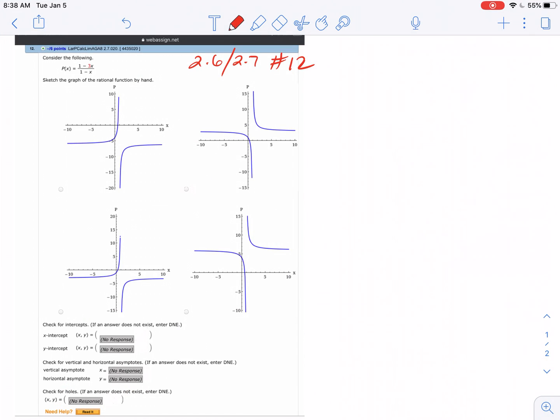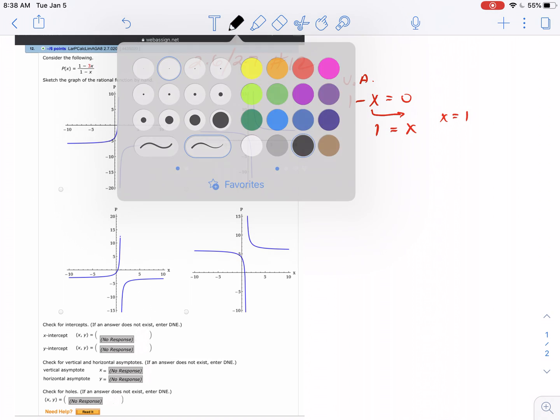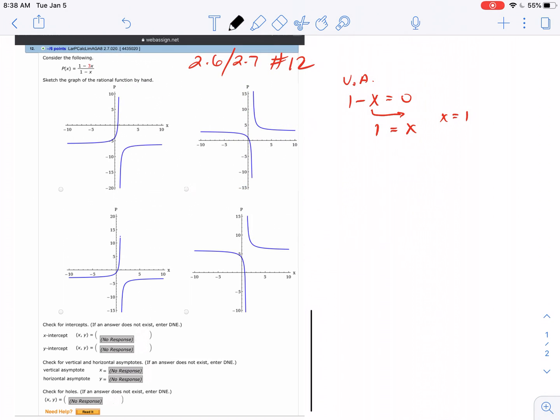First thing I like to do is look to see if there are any holes or vertical asymptotes. And basically what I'm doing is taking the bottom and setting it equal to 0. This time, because the x is negative, I'm going to add it to this side. So when I add it to the 0, it becomes positive x. And then the 1 is left there. So x equals 1, if you'd rather look at it that way, just flip it around. All right, so what that tells me then is when I go to graph this thing, I can move 1 to the right and put in a vertical asymptote.